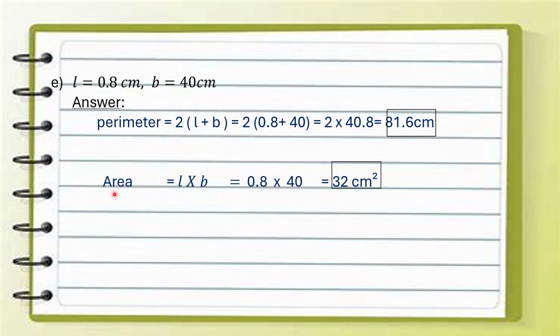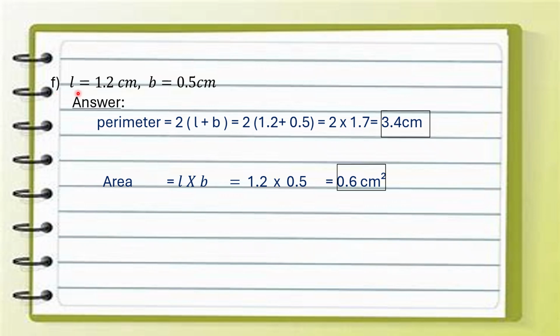Okay. Now what we have to calculate? We have to calculate the area of a rectangle. So what is the formula? L into B. So what we have to do now? We should substitute the values of L and B. So what is our L? That is 0.8. Into what is our B? That is 40. So 0.8 into 40 is equal to 32 centimeters square.